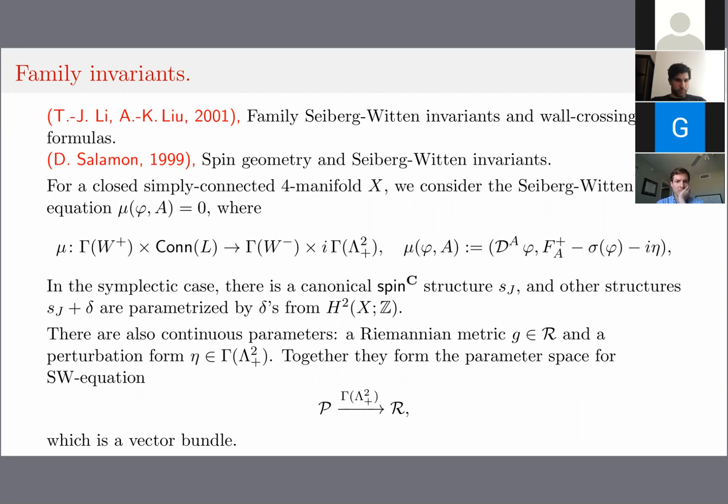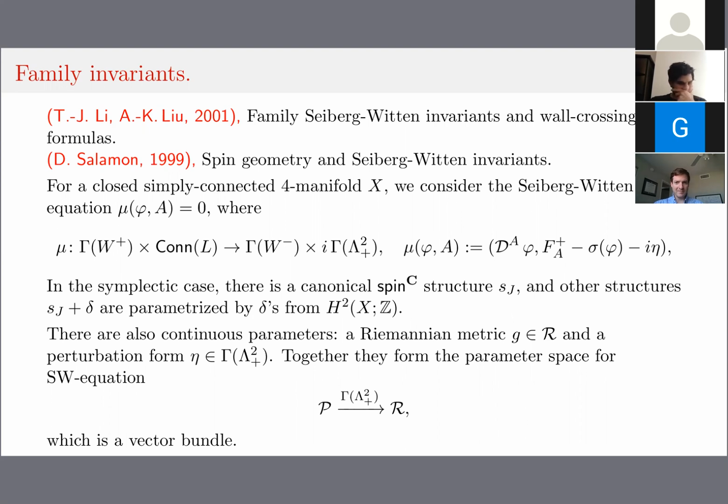So our setting is a closed, simply connected four-manifold, and we consider the Seiberg-Witten equation there. It's a certain system of PDE with parameters. I'll be using 3 parameters. The first is a discrete parameter, the spin C structure. For the purpose of my talk, it will be just a cohomology class. At least in the symplectic case, since you have a canonical spin C structure, all others are parameterized by cohomology classes. So we will call the class delta.